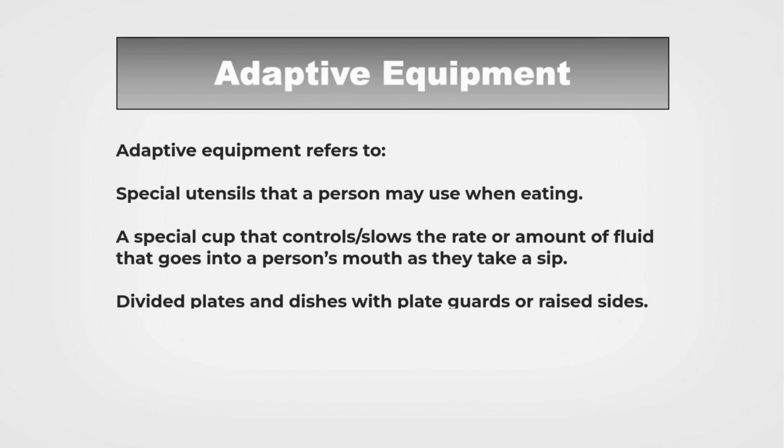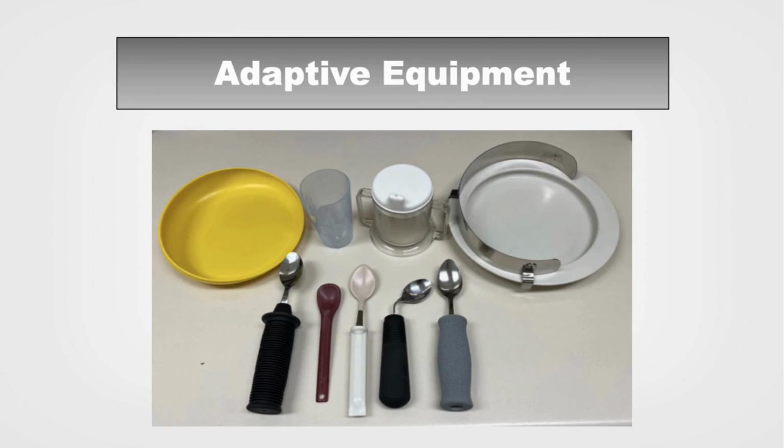Adaptive equipment. Adaptive equipment refers to special utensils that a person may use when eating. A special cup that controls/slows the rate or amount of fluid that goes into a person's mouth as they take a sip. Divided plates and dishes with plate guards or raised sides.